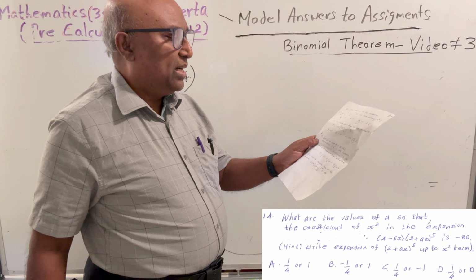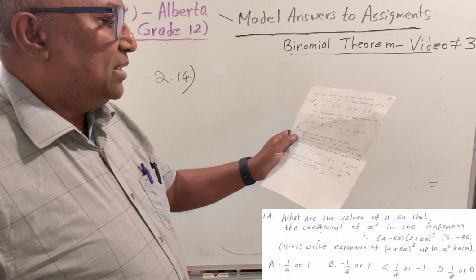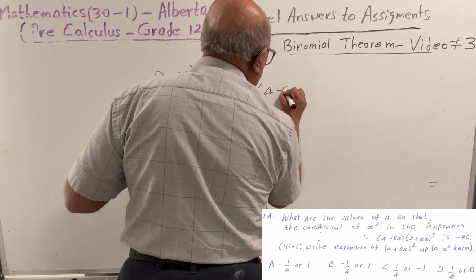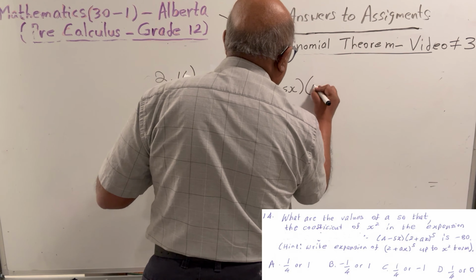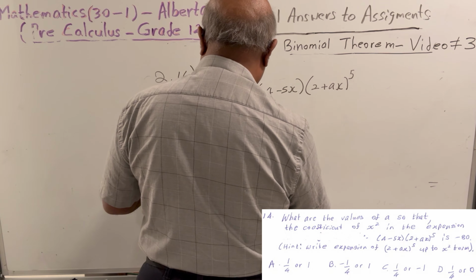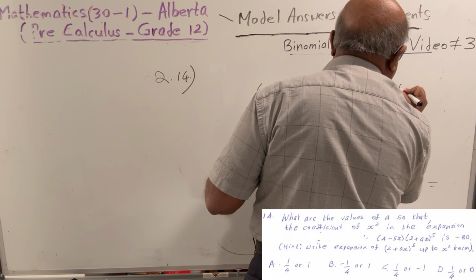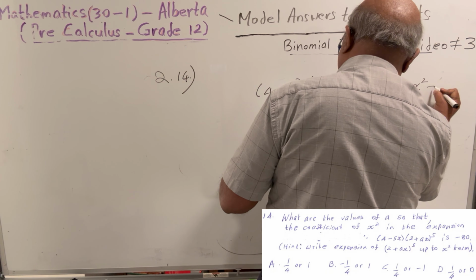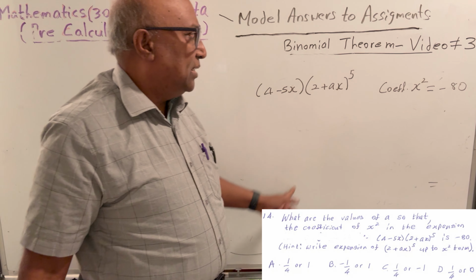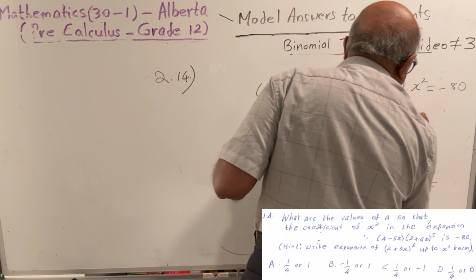Question number 14 says, what are the values of A so that the coefficient of x^2 in the expansion of (4 minus 5x)(2 plus Ax)^5 is negative 80? The coefficient of x^2 is equal to negative 80. It has been given in this expansion. You have to find the values of A.